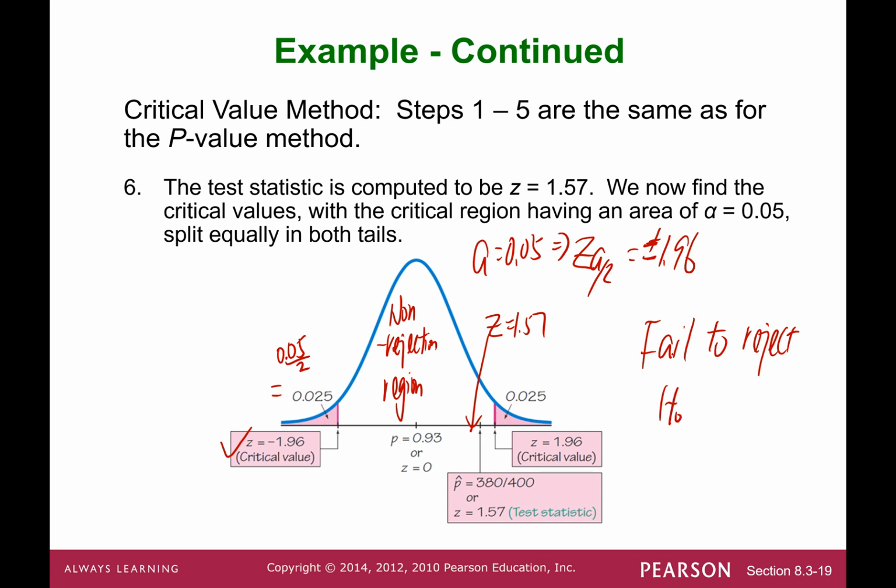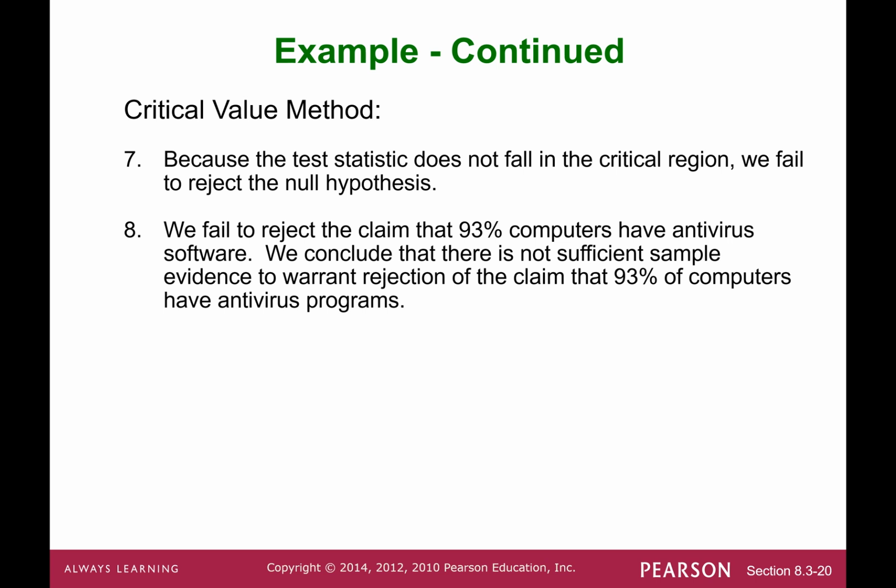Which is also the same thing: we fail to reject the claim that 93% of the computers have antivirus software installed. The test statistic does not fall in the critical region or rejection region. Same thing, the critical region is the rejection region. So we fail to reject the null hypothesis, and we fail to reject the claim that 93% of computers have antivirus software.